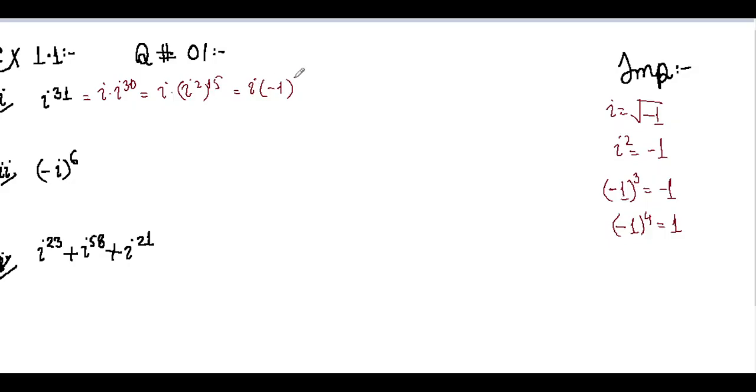Iota into -1 whole raised to the power 15. A negative number with an odd power gives us a negative answer. So minus with iota as it is.